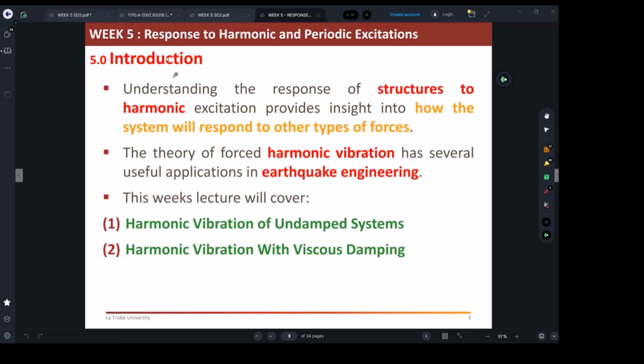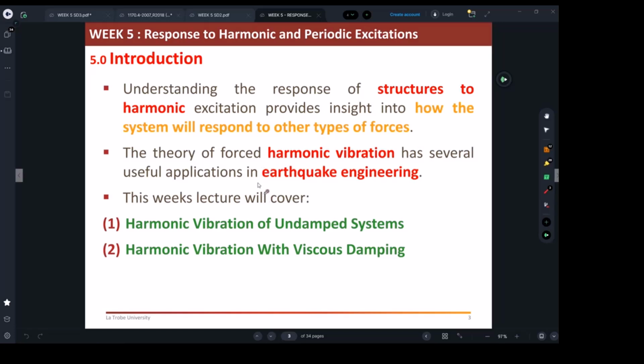By the way, this week's topic is going to go for 2 weeks. We're just going to start with part of it this week, and next week we're going to do more applications. So we started this week having what we call forced vibration. This week, you're going to see the equation of motion introduced with a force, not just 0.